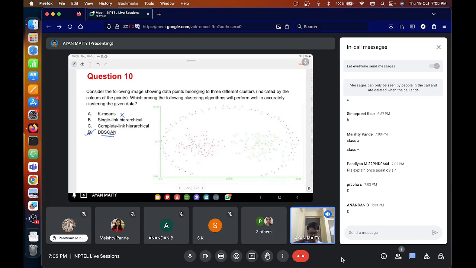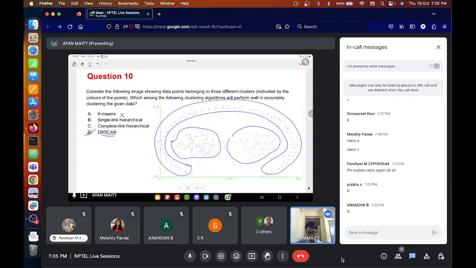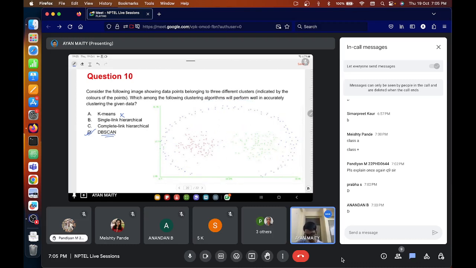And finally, DBSCAN, which is a density-based clustering, and from this figure we can see that the clusters are density-based clusters. So this is one cluster, this is another cluster, and this one is another cluster. So from the density we can find the cluster structure here, but using the other algorithms we might not be able to correctly find the cluster structures. So that's why DBSCAN is the correct answer here.